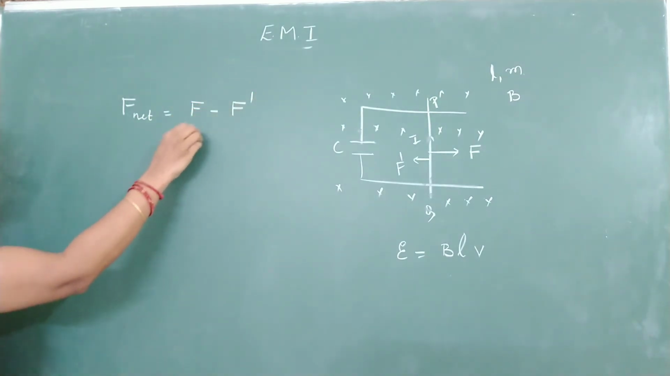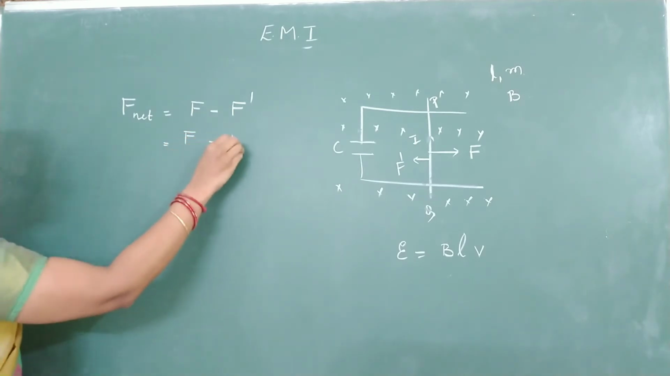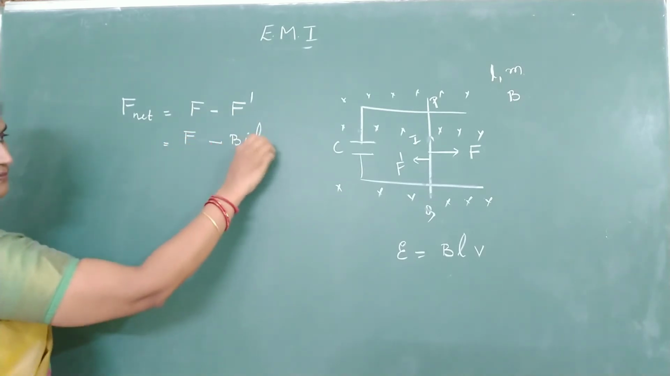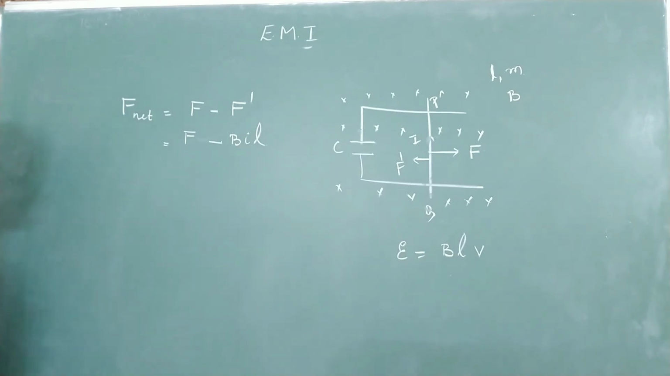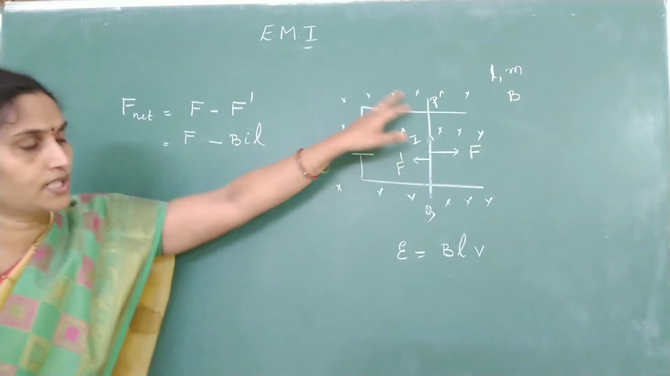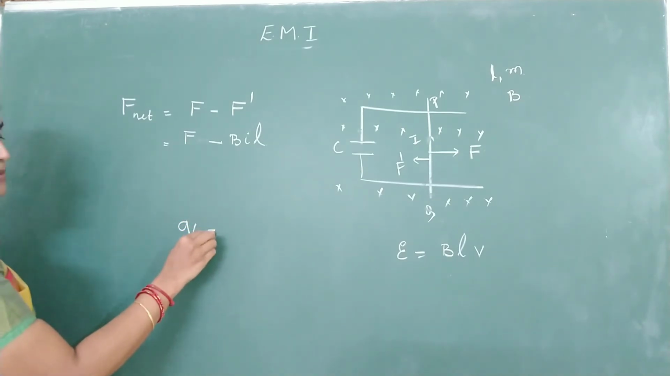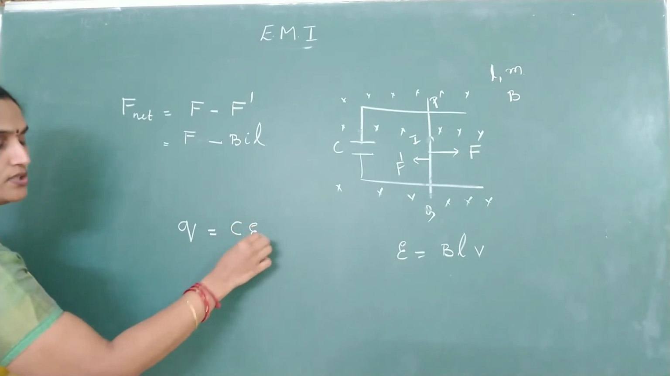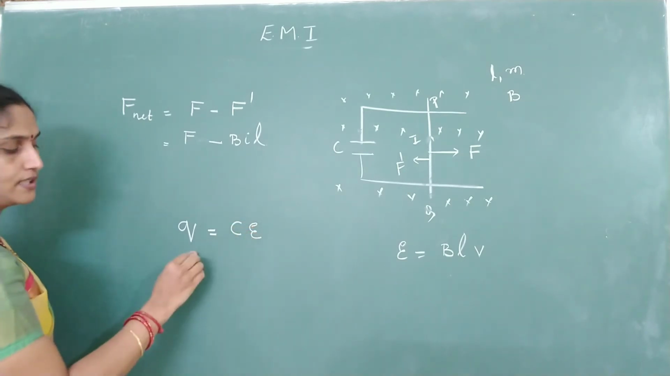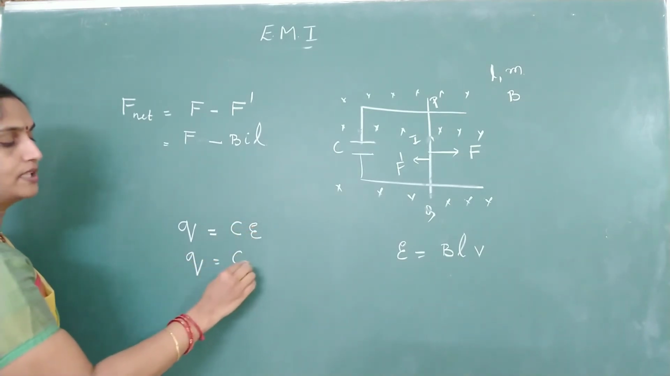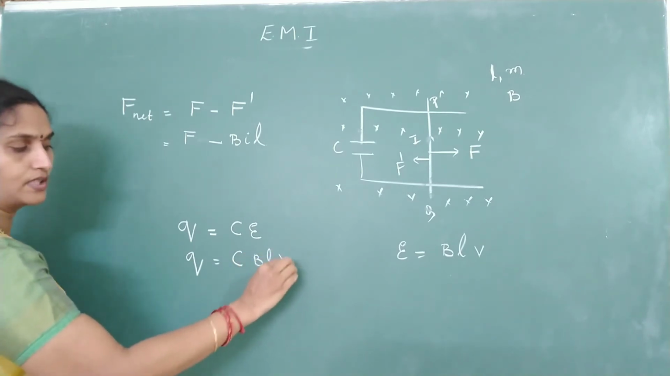And we know the magnetic force is B into I into L. We know the magnetic field, we know the length of the conductor, but we do not know the current in the circuit. To get the current, I will use the charge on the capacitor. What is the charge on the capacitor equal to? C into E, where E is the EMF. I will write the motional EMF as B into L into V.